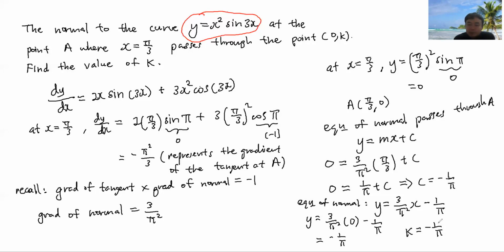If you are observant enough, you should be able to pick up k from here, because c is the y-intercept, and (0, k) tells us the y-intercept, since where we intersect the y-axis, x equals 0. So this step is a little bit redundant, but if you can't see it, you can still do this step and you will still get the answer. k equals negative 1 over pi.